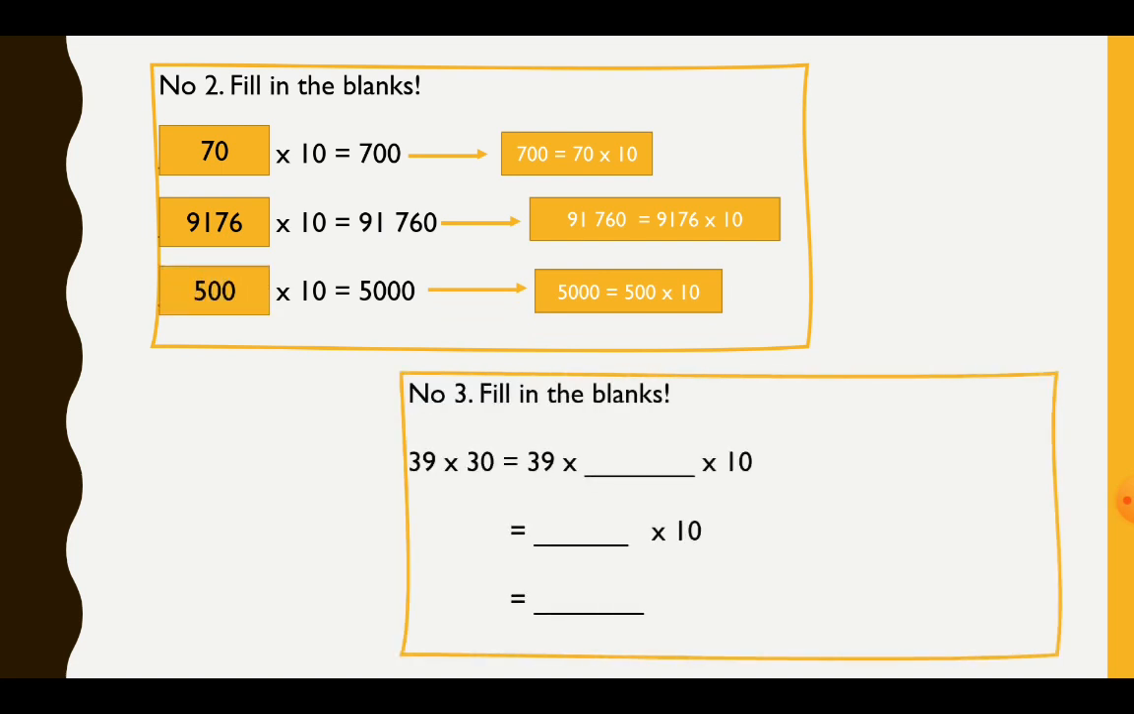Number 3, fill in the blanks. 39 times 30 equals 39 times 3 and then times 10. 39 times 3 equals 117, times 10. So we add 1 0 in the back of the number. The answer is 1170.